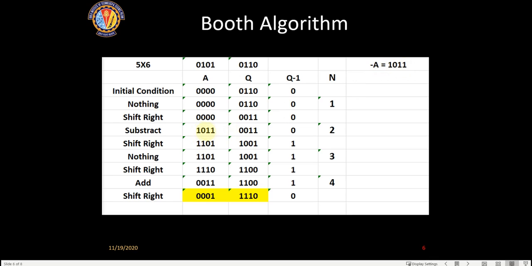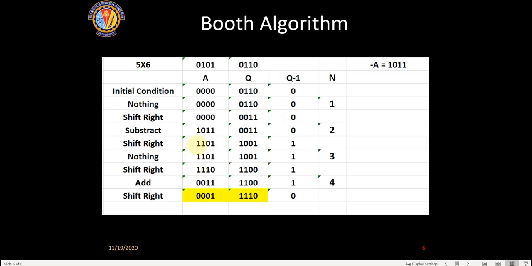So if you do the subtraction, that is 0 plus this, minus m. This is minus m. So you are getting 1 0 1 1, right? This is going to remain the same here, and this is going to remain here. Again shift right, so you push it again here. Now see the difference here.